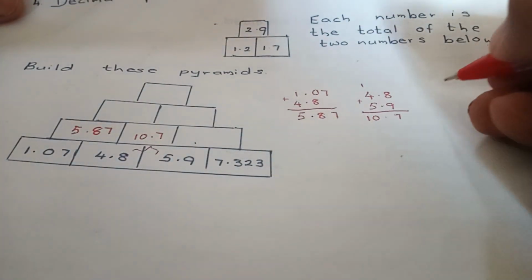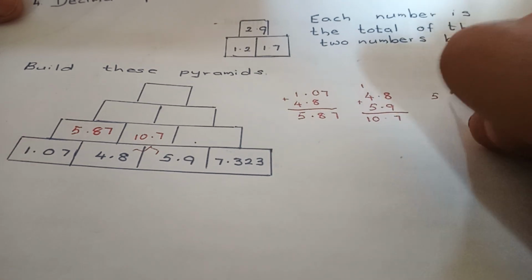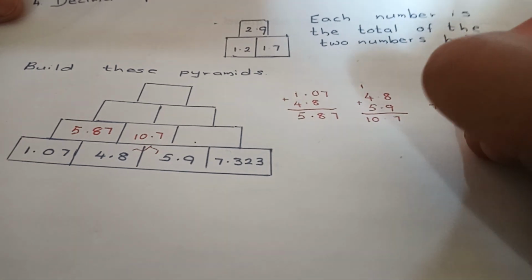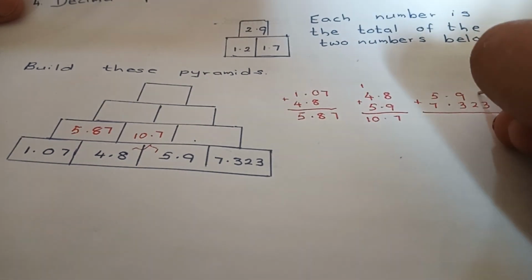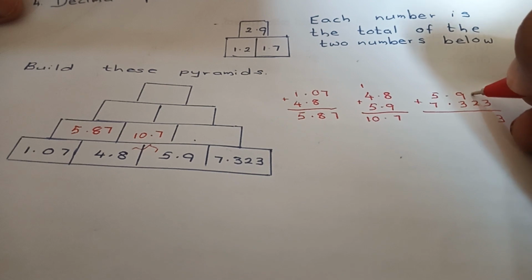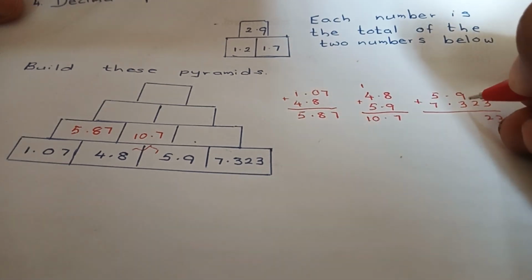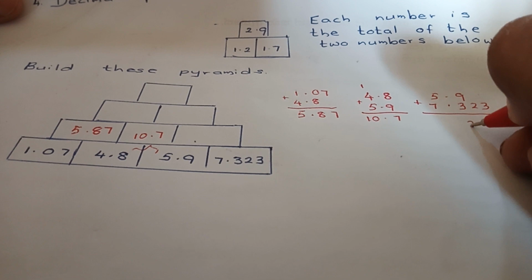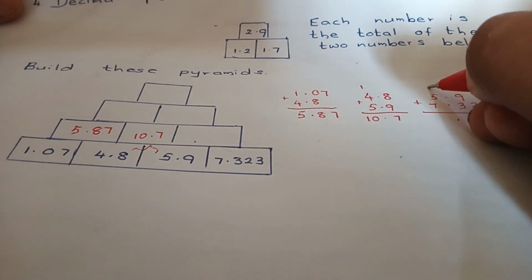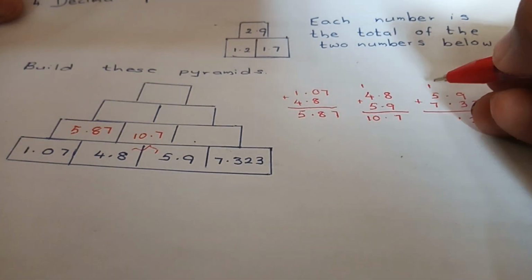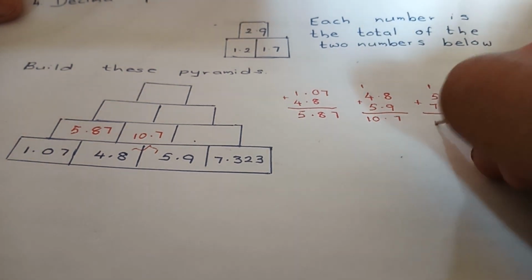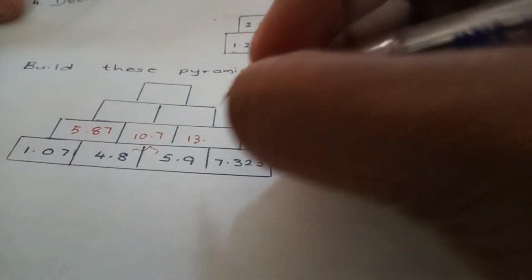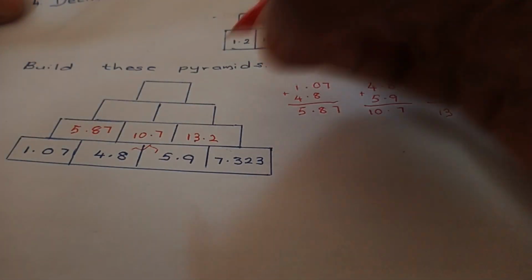Next, 5.9 and 7.323 we have to add. So let's add here 3, here 2, 9 plus 3, 12. Keep the decimal, 1 remains. 1 plus 5, 6. 6 plus 7, 13. 13.223.